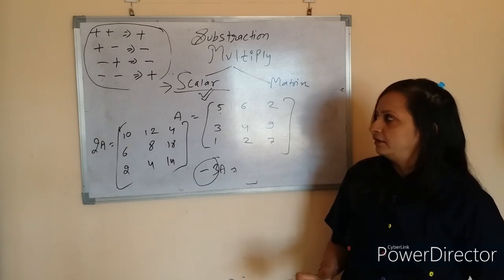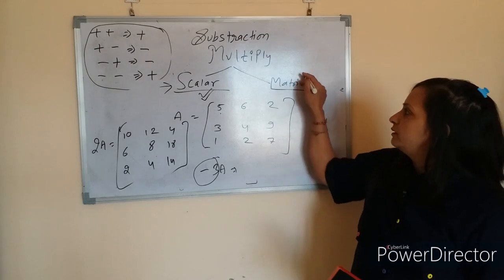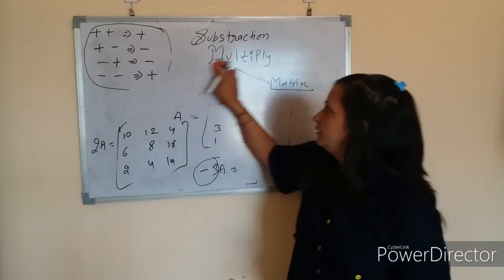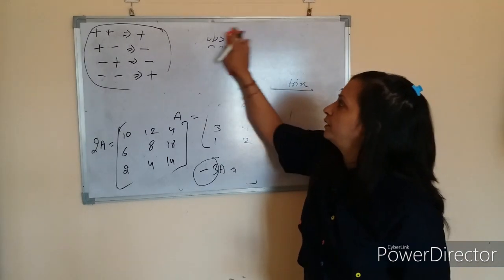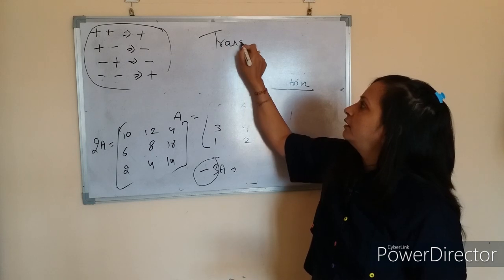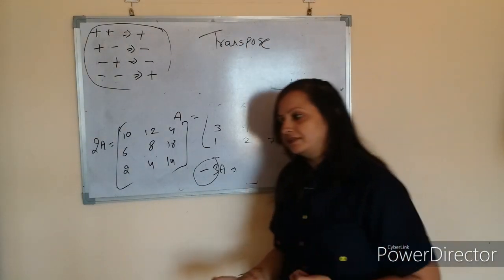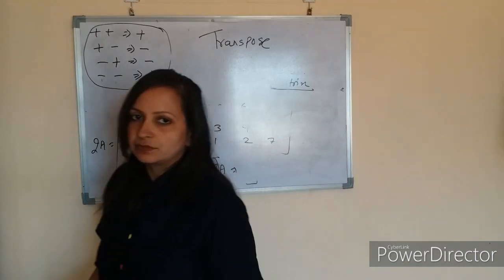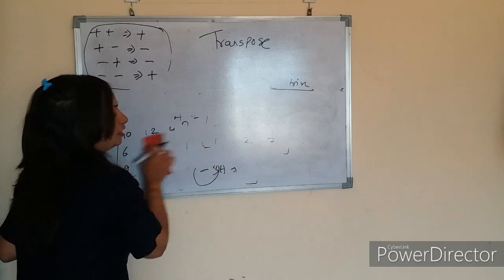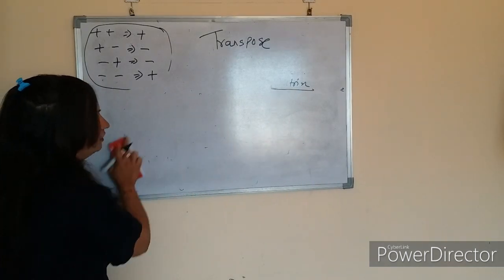So I think you understand what the concept of scalar multiplication is. It is clear. So we are moving to our next operation. I am just holding this to the next topic. And right now we are going to take another operation that is called matrix transpose.